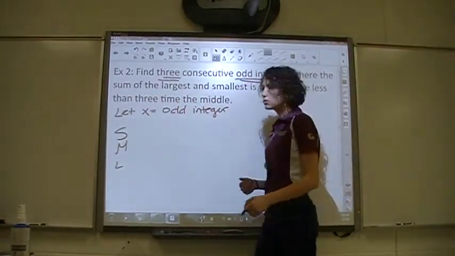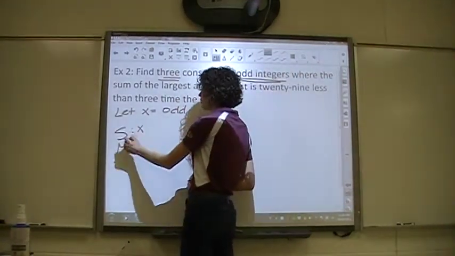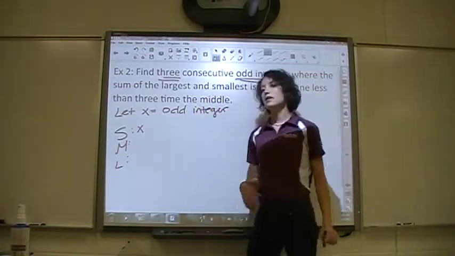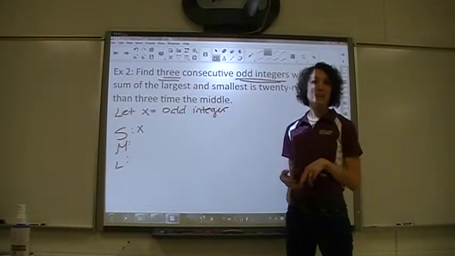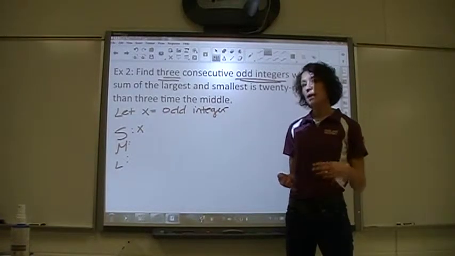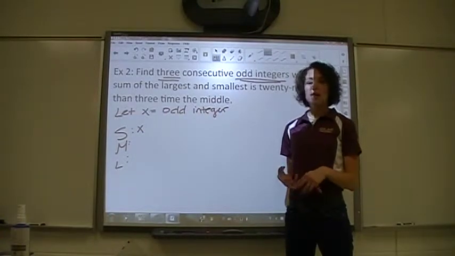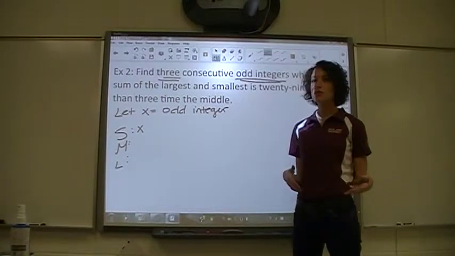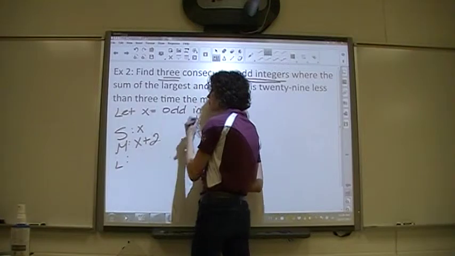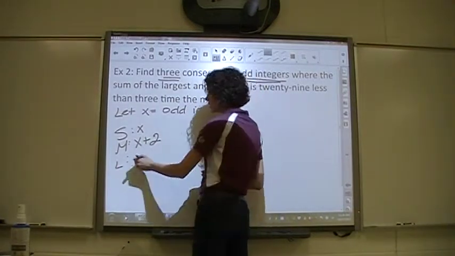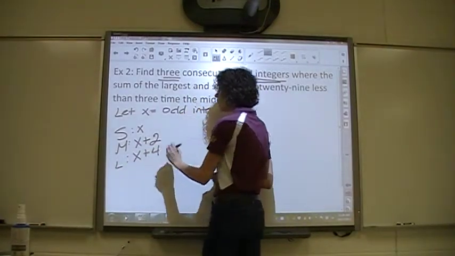Now again, your small is going to be just x, just like before. Now if we think of our odd integers, that means that we would have like 7, then 9, then 11. Or you can think about it as 1, 3, 5. If you think about those numbers, they're all increasing by 2. So that means that our middle is going to be x plus 2. Then our large instead is going to be x plus 4.